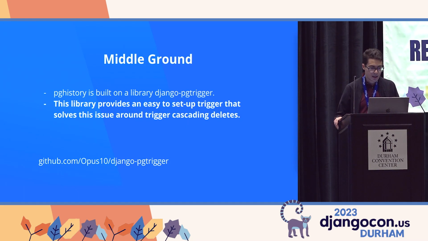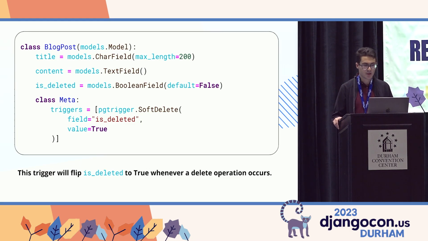So PG history, as Wes chatted about, is actually built on a library called Django PG trigger. And there's this interesting middle ground approach that's still based on triggers, but lets us take this field-based approach to filtering out objects that works, in my opinion, a lot better, and solves one of the issues around cascading deletes.